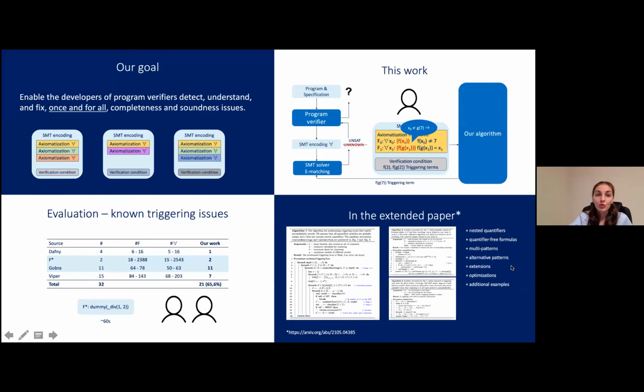So now, to conclude, in this work, we have seen that the main goal of our algorithm is to help the developers of verifiers to detect completeness and soundness issues and to fix them once and for all. For this, we have proposed a novel algorithm that synthesizes triggering terms and enables E-matching to complete unsatisfiability proofs. We have evaluated our work on a wide variety of benchmarks from mature program verifiers, and we have shown how it can automate a time-consuming task. And you can find more details about the algorithm, its extensions and optimizations in our paper. Thank you very much for listening, and I'm happy to take questions.